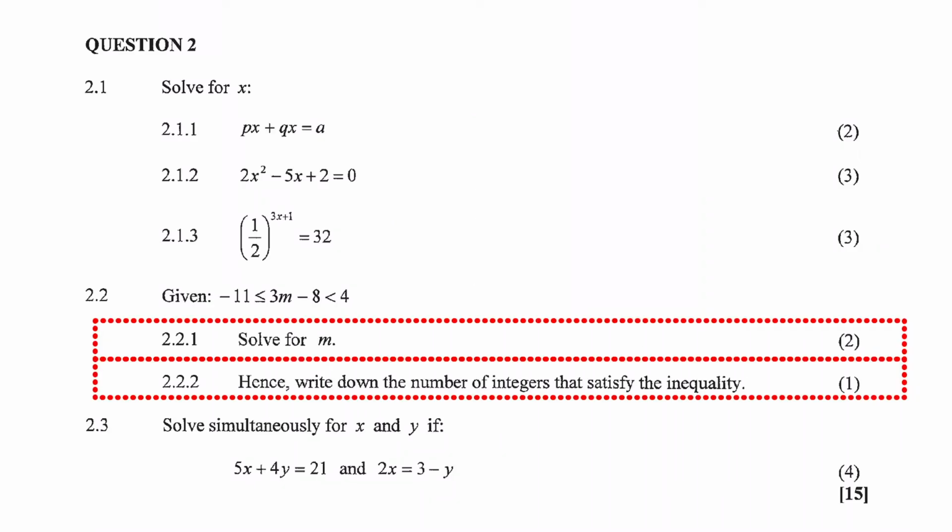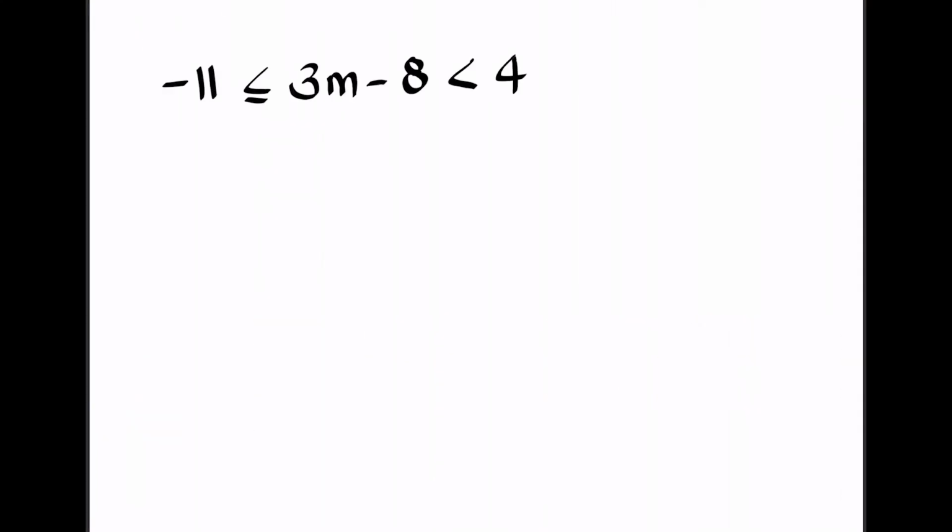All right, this question, we have a double inequality. It says solve for m, and then it also says hence write down the number of integers that satisfy this inequality. All right, so we're still working with a linear inequality. The degree of this inequality is still 1. So to start isolating m means that I want to get rid of this -8.